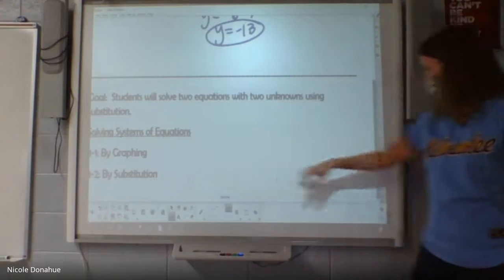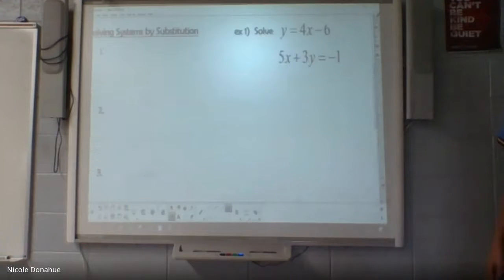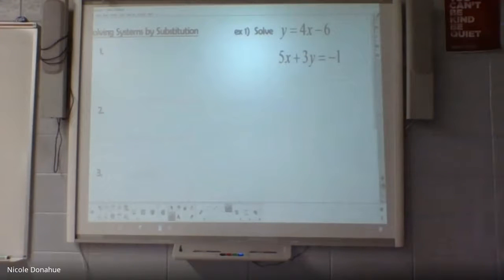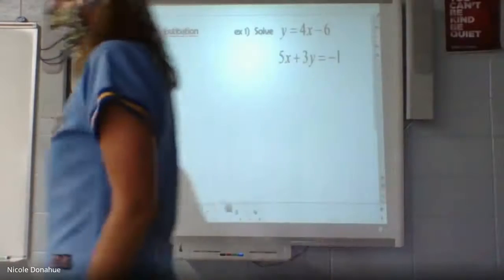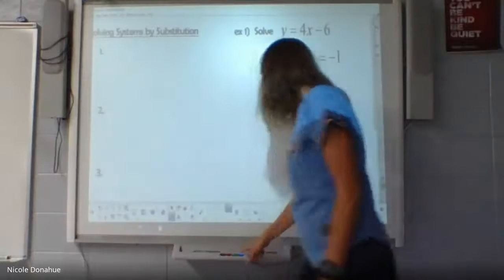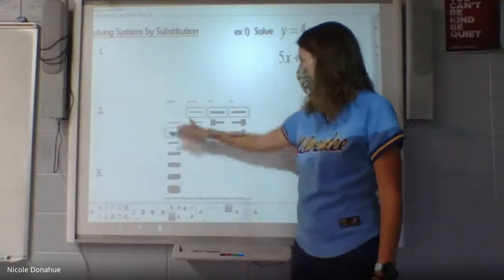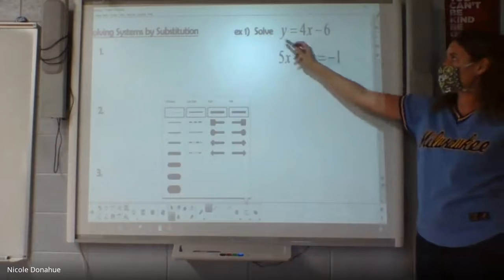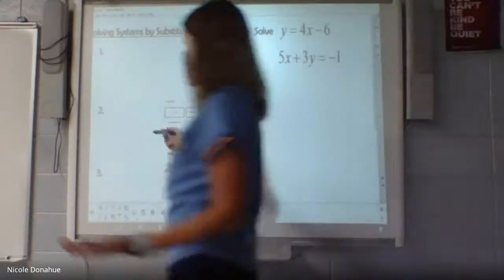This is going over what we talked about so far. This is just another way to solve systems. It isn't a different type of problem. We can solve this by graphing or we can do substitution. What we want to do first, if we're solving by substitution, is get one of the variables alone. So we want at least one variable alone in one of the equations.